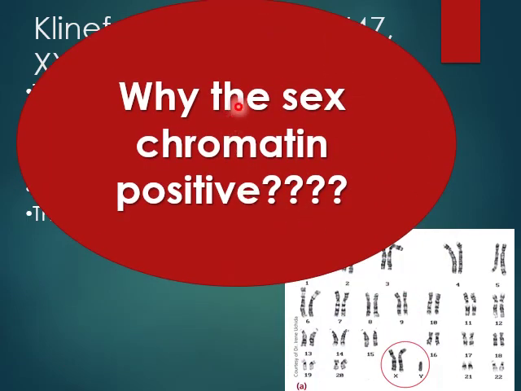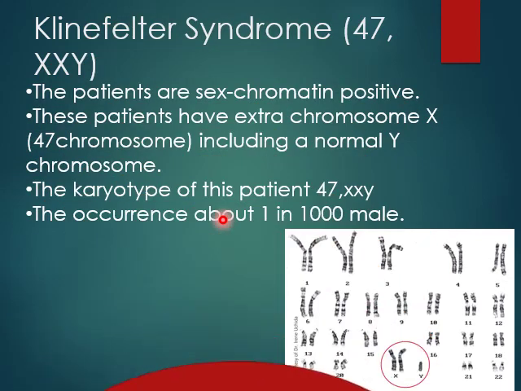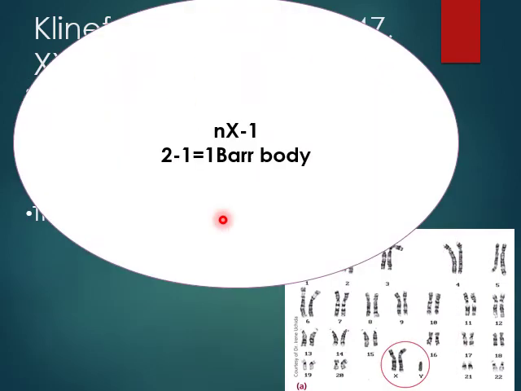Why is it sex-chromatin positive? The sex chromatin is positive due to the presence of the extra X chromosome. When applying the equation X minus 1, the result is 1 bar body instead of 0 as in the normal male karyotype.